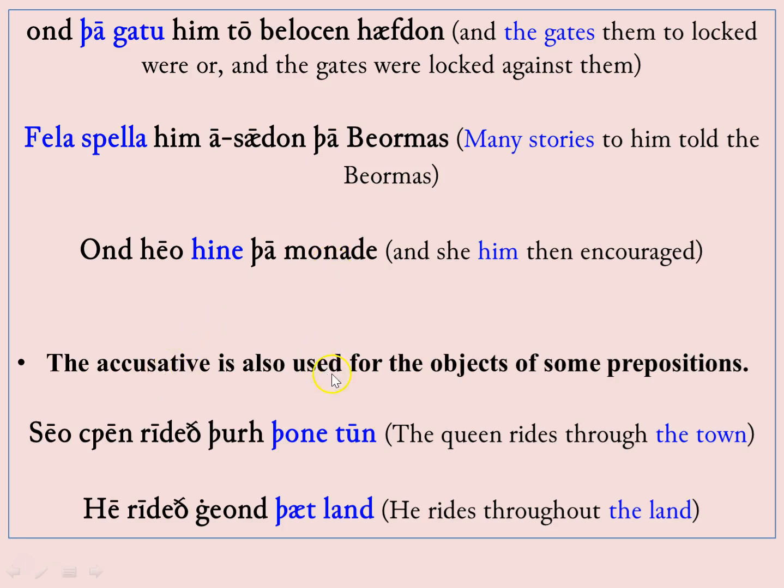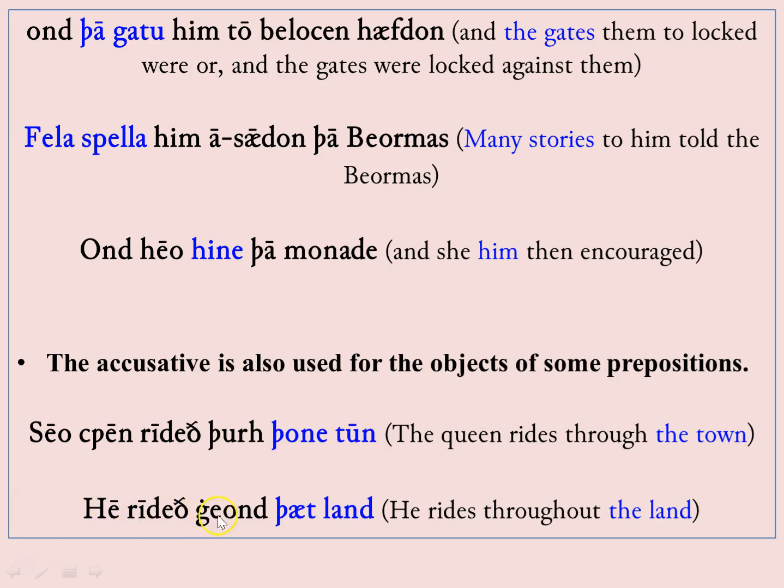Now the accusative is also used for the objects of some prepositions. Theo koen rideth thurch thonotun. The queen rides through the town. Thurch, meaning through, is a preposition, and so its object, thonotun, is in the accusative. So, Seo Queen rideth thurch thonotun. The queen rides through the town.